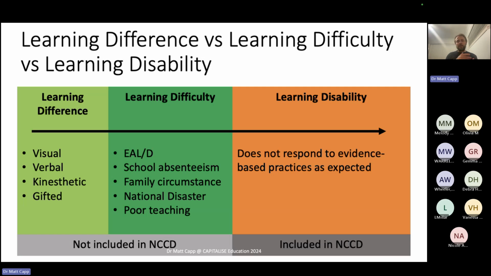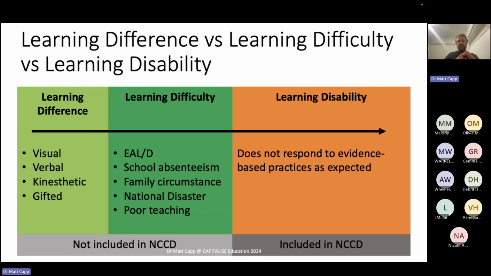But to do that, we have to rule out a lot of things first. And to be able to rule those things out, we actually need to know our learners really well. We need to know their strengths and we need to know their functional impacts or their barriers to learning. So we have to rule out learning difference. If we've got a student who's a hands-on and visual learner and a teacher talks at them all the time and the student struggles, you can't impute a disability.